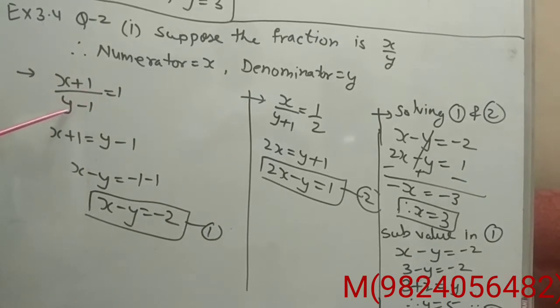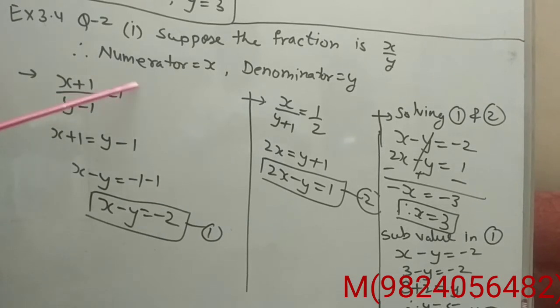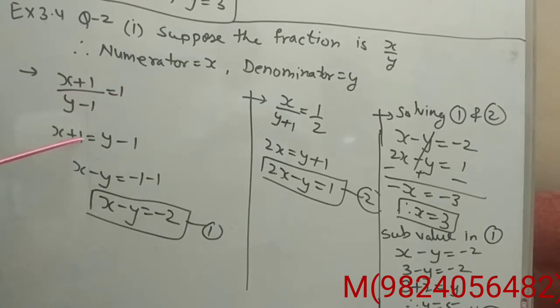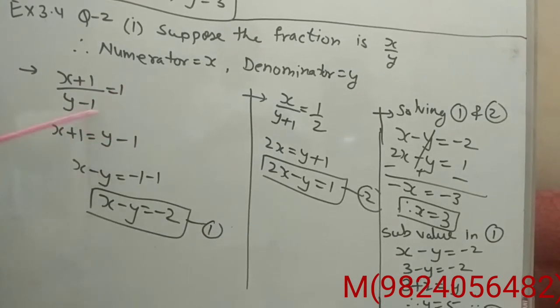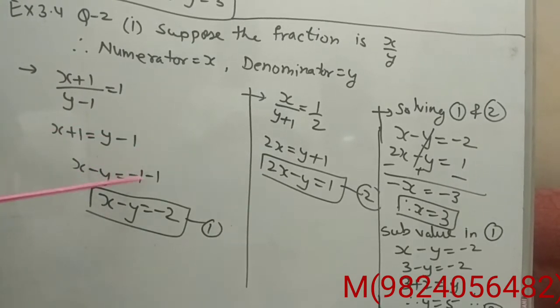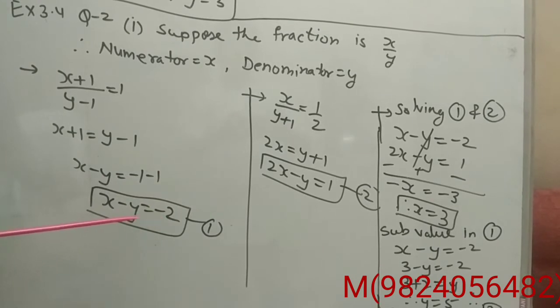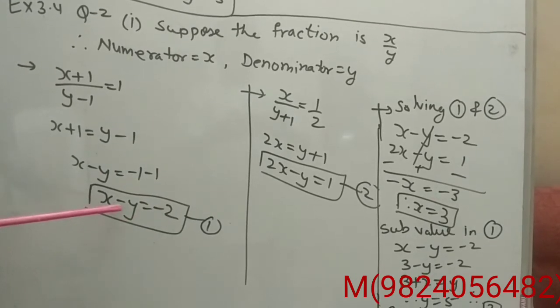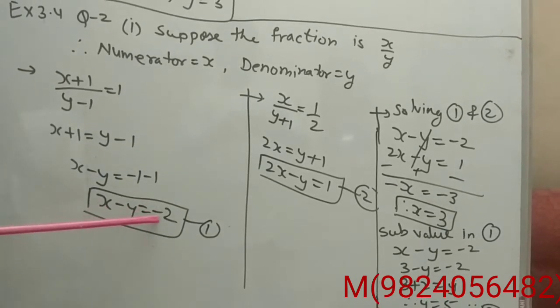Now we will simplify the equation. This y minus 1 goes on this side. It will become x plus 1 is equal to y minus 1. I am taking y on this side, minus y. 1 on that side, so minus 1 turns out to be minus 2. So your first equation becomes x minus y is equal to minus 2.